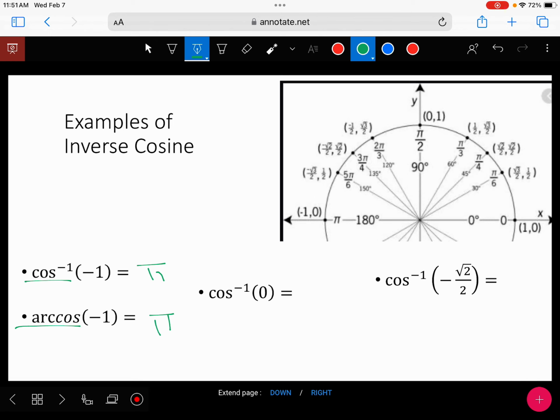What about inverse cosine of 0? Pi over 2, yep. We're looking for, in the top half of our unit circle, where our x coordinate is 0. That happens right there, right at the top. So our radian is going to be pi over 2. Last but not least, we're looking for inverse cosine of negative root 2 over 2. 3 pi over 4. Yep, I agree.